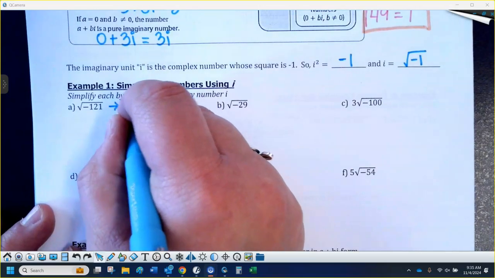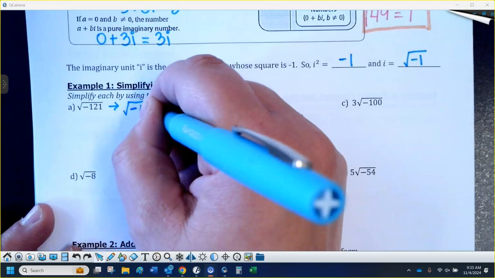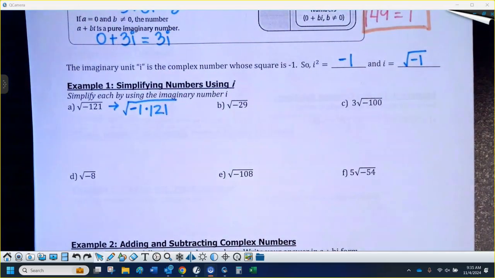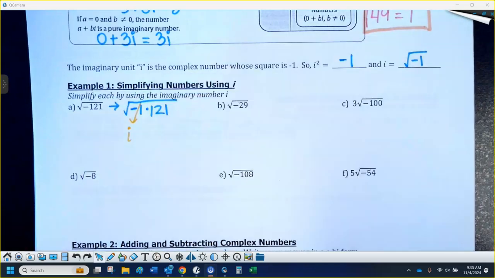But based on the little definition I just gave you, this is the same thing as negative 1 times 121. Now, by definition, i is the square root of negative 1. So if you have a negative under the square root, what's going to get removed? Because you can always multiply a number by 1 and get it back. So if you need to have any kind of a negative under a square root, you can always remove an i.